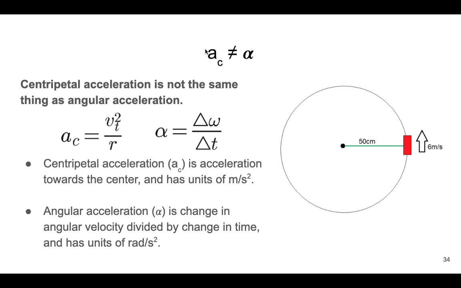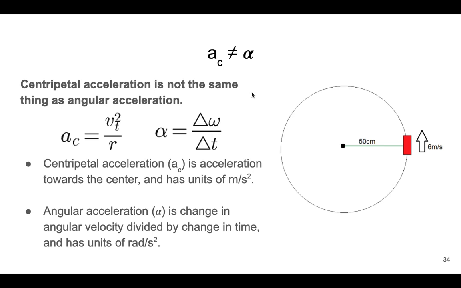So don't mix these ideas up. Centripetal acceleration is not equal to angular acceleration. These are different ideas. Both of them have to do with objects moving in circles, but they mean very different things. So your formula for centripetal acceleration is tangential velocity squared divided by the radius, and your units will be meters per second squared. Your formula for angular acceleration, this is your basic definition, alpha is delta omega over delta t. So change in angular velocity over change in time.